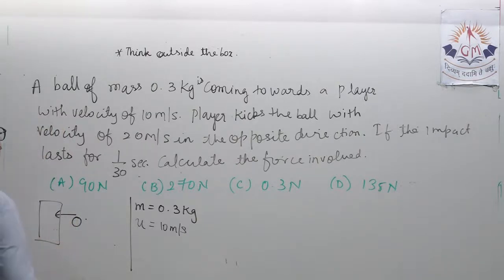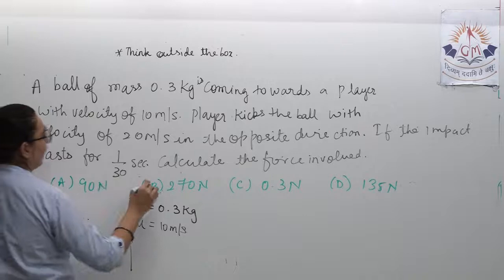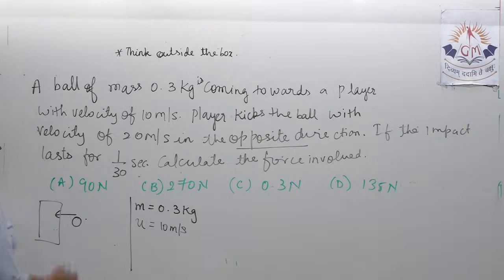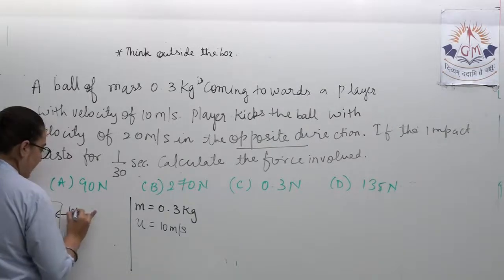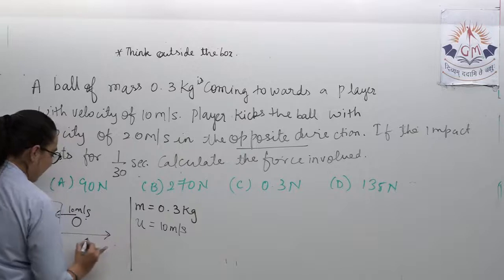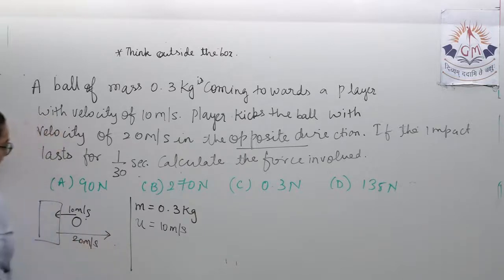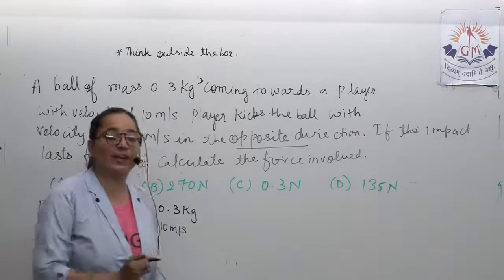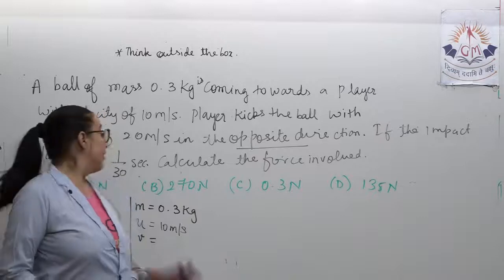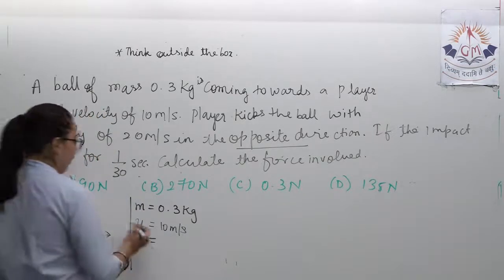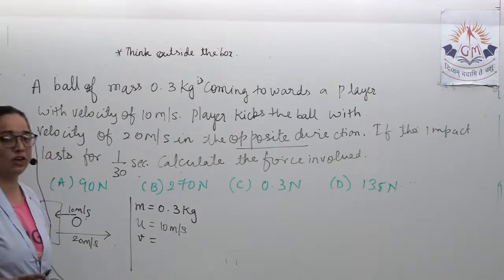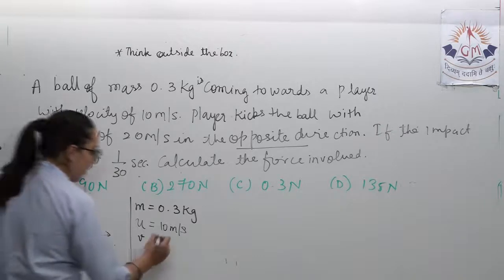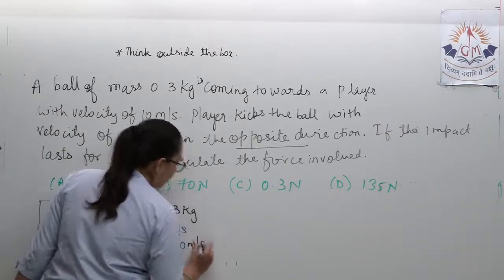Player is kicking the ball with a velocity of 20 meter per second in the opposite direction. So here the player is, this is 10 meter per second and player is kicking it with 20 meter per second. So the final velocity is in the direction opposite to the initial velocity. Try to understand over here, the initial and the final both are in the opposite direction. So if I am taking u positive, then I have to take v negative. That means it is minus 20 meter per second.